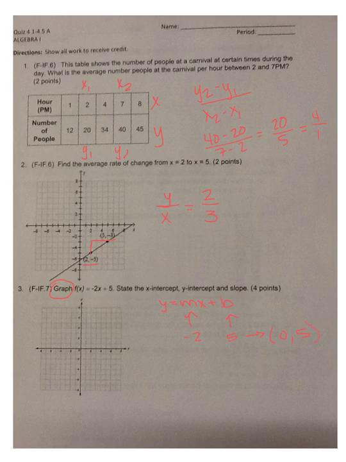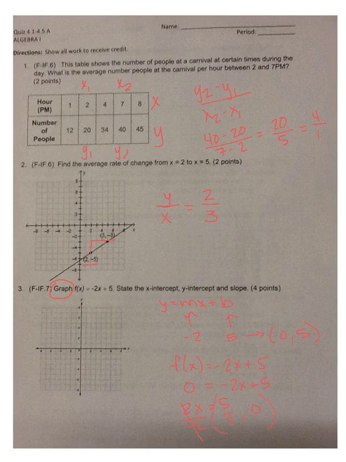And then to find the x-intercept, we would do f of x equals -2x plus 5. We would put 0 in for y, -2x plus 5, add 2x to both sides, and then divide by 2. So x-intercept is 5/2, 0, or 2.5, 0.